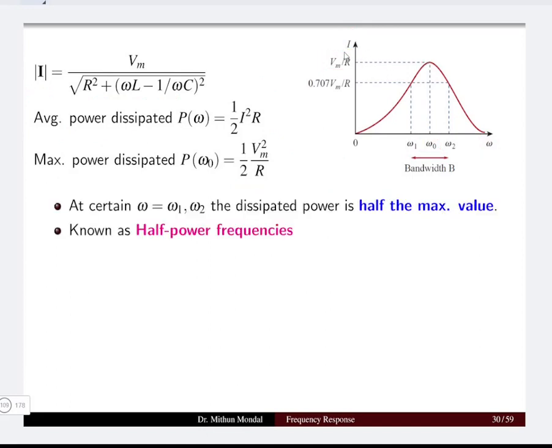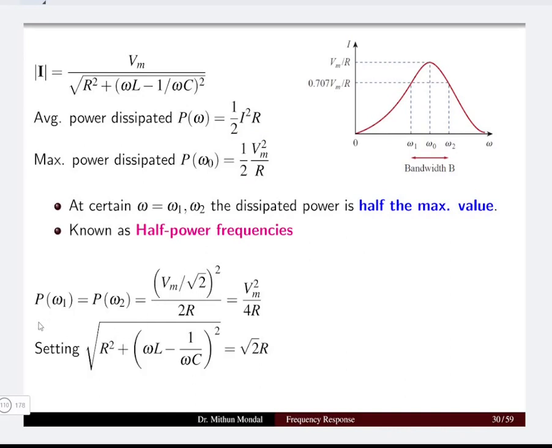Now we are going to talk about the two different frequency components, omega 1 and omega 2, which are known as the half power frequencies, because at these frequencies the power will be half the maximum value. So the maximum power is half Vm square by R, and half of that will occur at the frequencies omega 1 and omega 2, which are known as the half power frequencies.